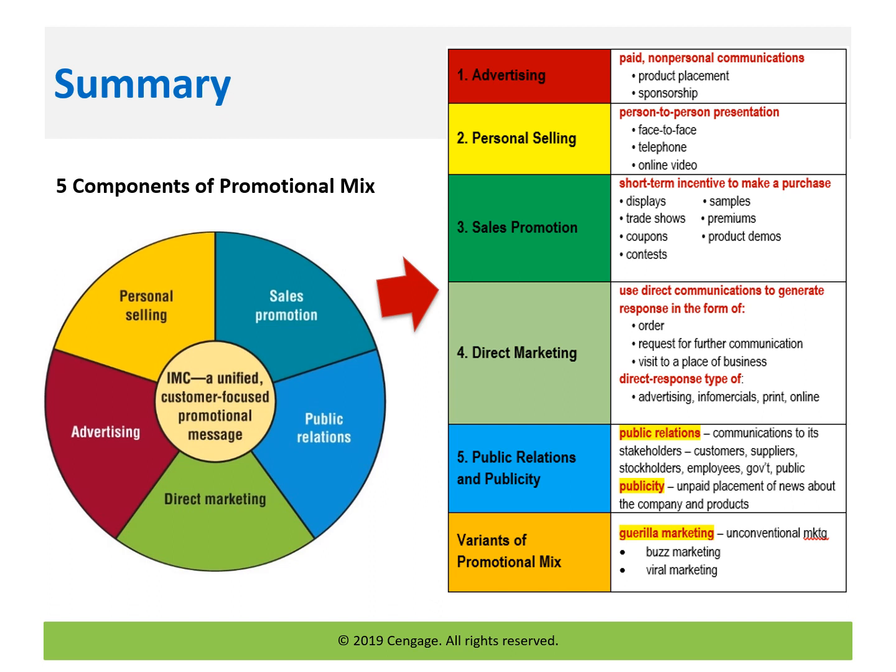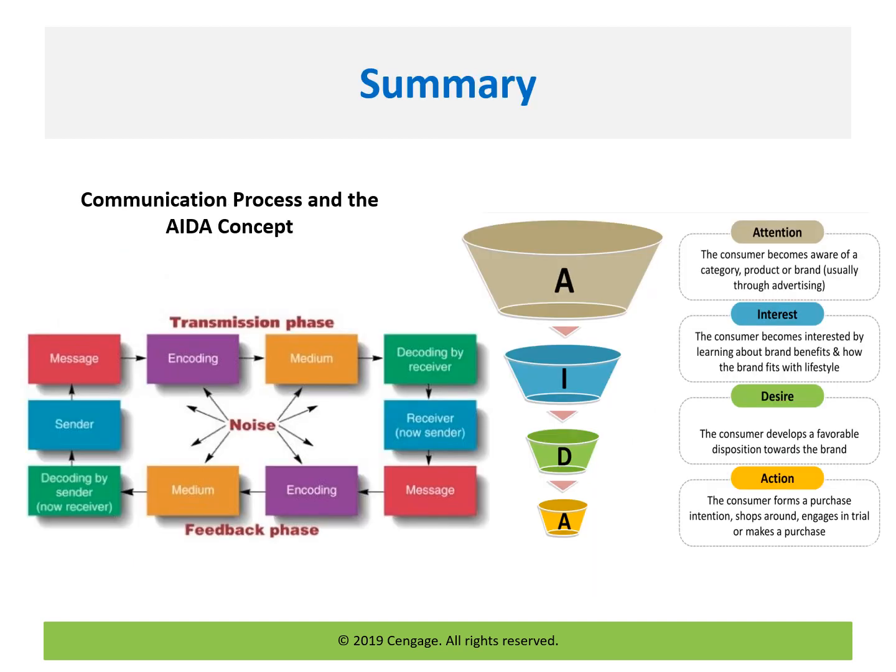Next, we have public relations and publicity. When you say public relations, these are communications to its stakeholders: customers, suppliers, stockholders, employees, government, and the public in general. Publicity refers to unpaid placement of news about the company and the products. Other variants of promotional mix include guerrilla marketing, which are unconventional marketing tactics. This may include buzz marketing and viral marketing. We also discussed the communication process and the IDA concept.